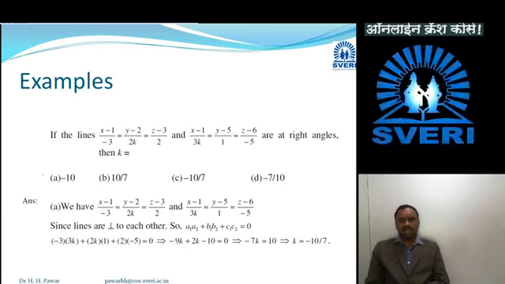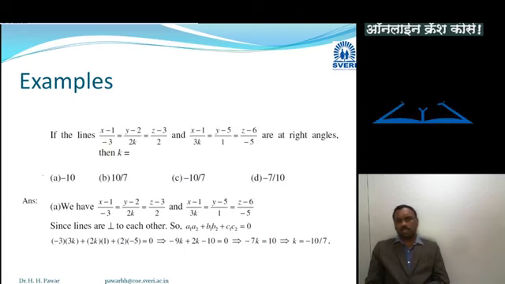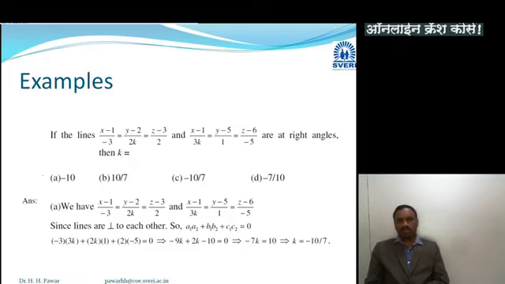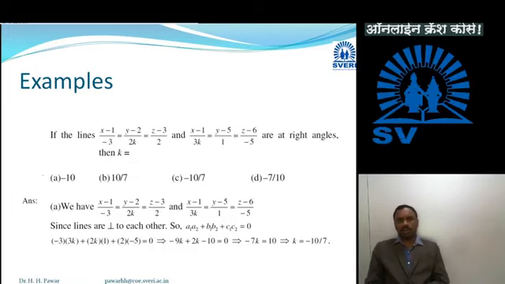So here two equations of line are given in Cartesian form. As we know, equations are in the form of (x minus x1) upon a1 equal to (y minus y1) upon b1 equal to (z minus z1) upon c1. So here minus 3, 2k and 2 are the direction ratios for the first line, and 3k, 1 and minus 5 are direction ratios for the second line.